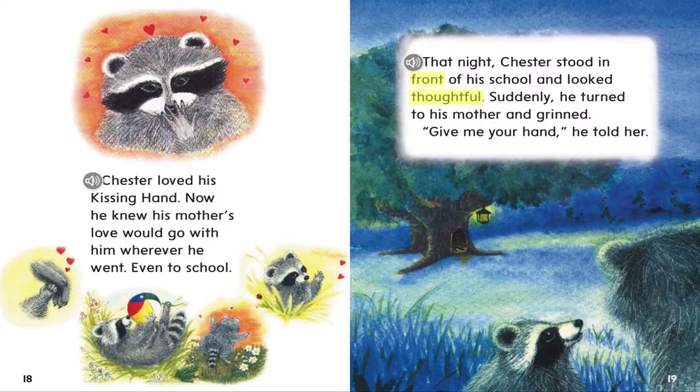Remember, good readers look to see if the beginning problem was solved as they read. In the beginning, we learned that Chester did not want to go to school. After reading on, we learned that his mom told Chester about the secret of the kissing hand. Now, we are looking to see if that helped. Yes, the kissing hand did help Chester. We read that he grinned, or smiled, as he stood in front of his school, so he must be feeling better.